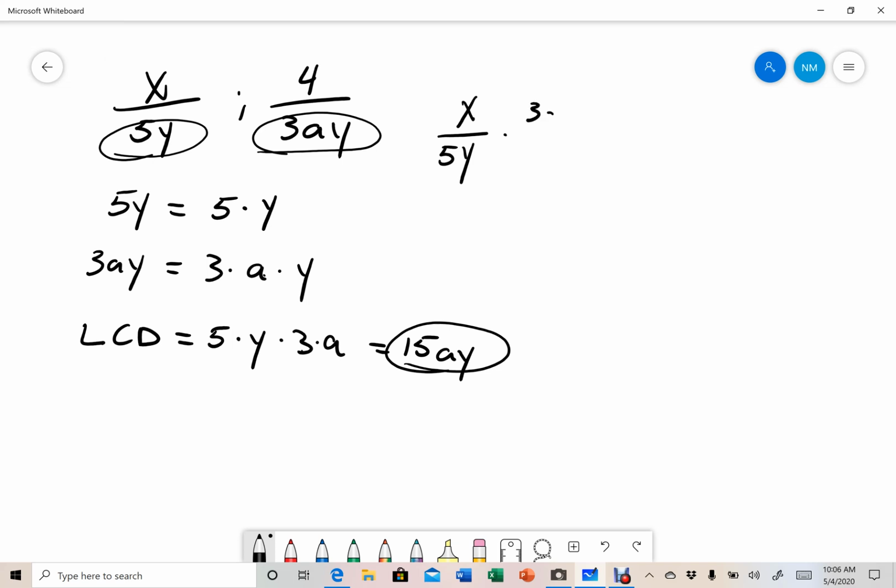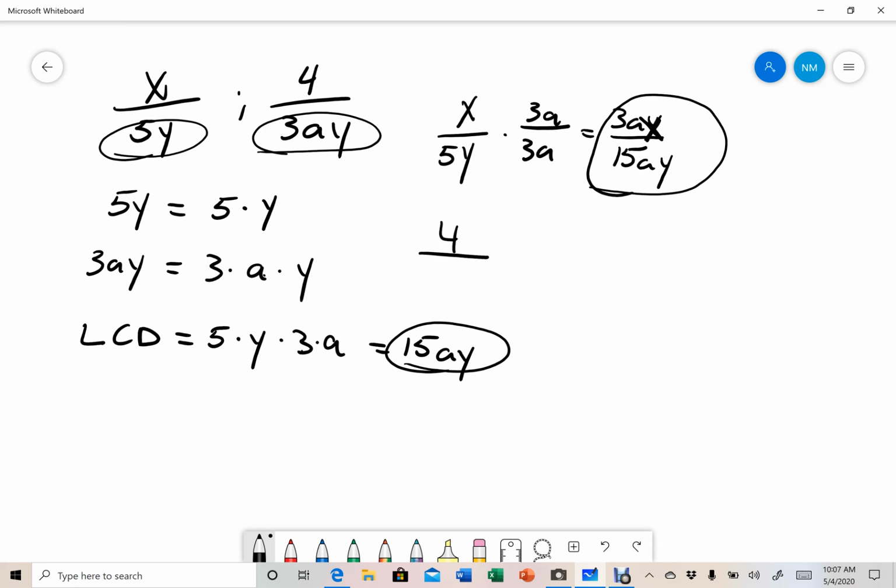So I'm going to multiply by 3a, and that will give me my missing terms to create a least common denominator of 15ay. Okay, so my 3 times a times x is my numerator. Okay, and my denominator is 5 times 3, which is 15, and a and y. Okay, so this is my first new fraction with my common denominator.